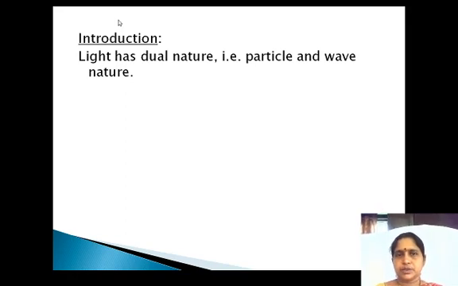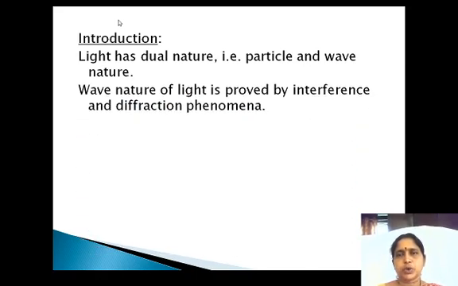Generally, light has dual nature, particle and wave nature. The particle nature of light is proved by the photoelectric effect and the Compton effect. But light also has wave nature. The wave nature of light is proved by interference and diffraction phenomena.